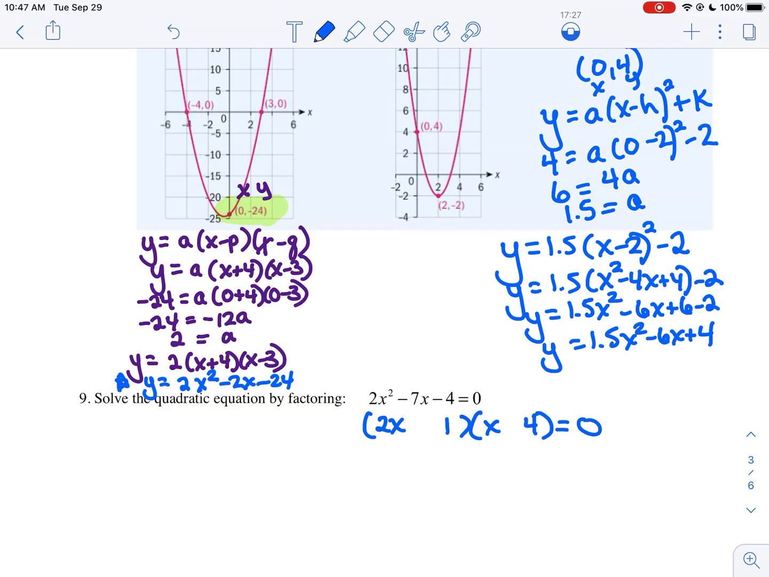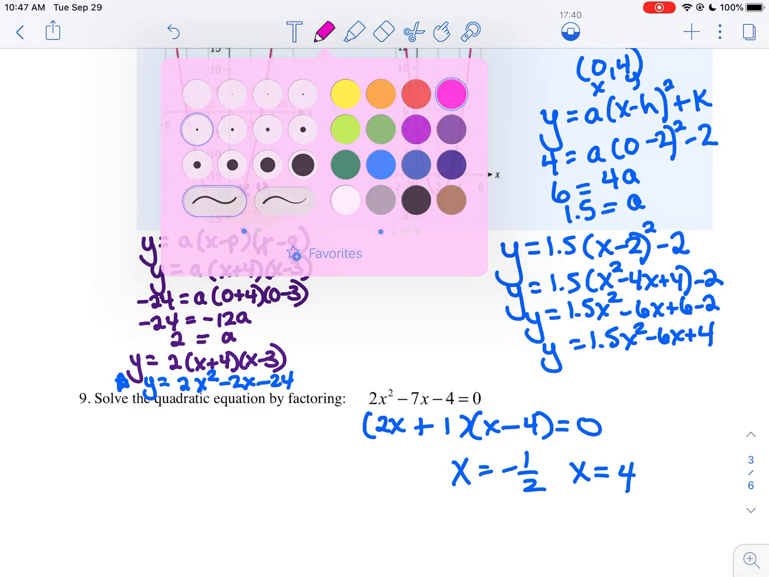So when I put 1 and 4, look at my outer and my inner. That's 8x and 1x, so it's a minus and a plus. Okay, so do you see like how fast I did that? If you like the other method, I will go over it.